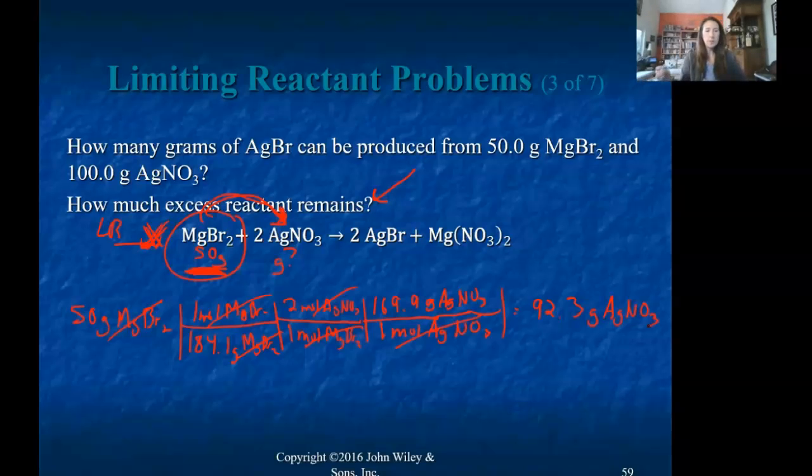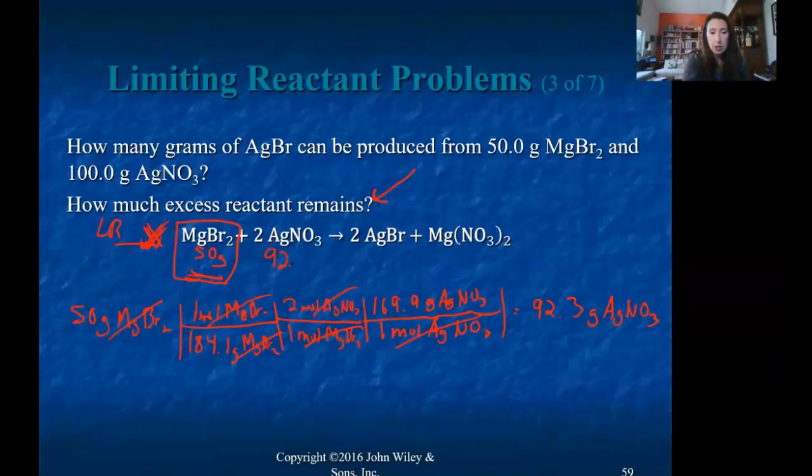Right? Okay, so what does this mean? This means when we had 50 grams of MgBr2, we used 92.3 grams of AgNO3. So what we just did is we literally did a reaction like in a beaker, but we're just doing the reaction with math. So when we had 50 grams of MgBr2 in our beaker, we used 92.3 grams of AgNO3. That's how much it took.